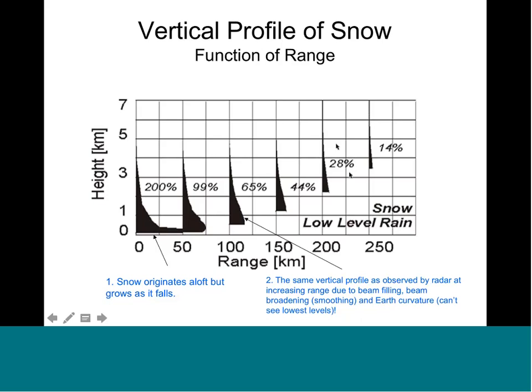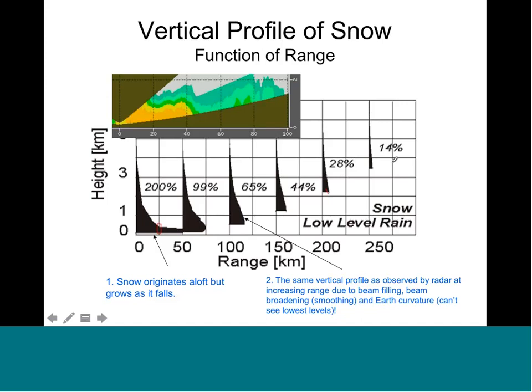It would only measure 28% of this value here, the maximum value. Let me use the pen again. The maximum value here is 28% of this value here. So this vertical profile effect is a function of the beam getting wider and wider and wider and smoothing the data out.